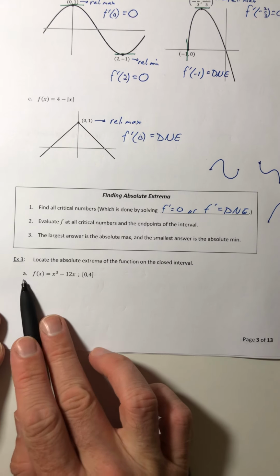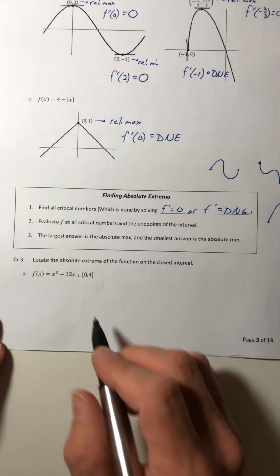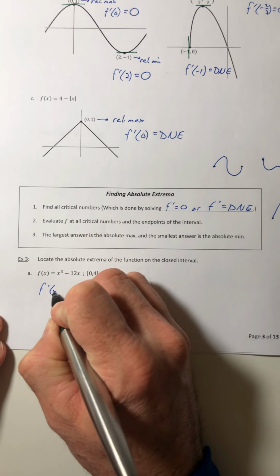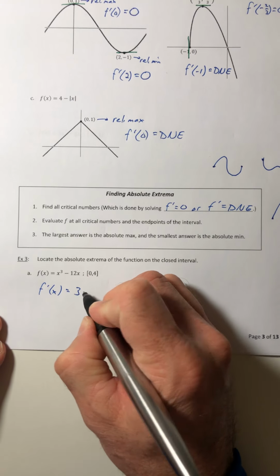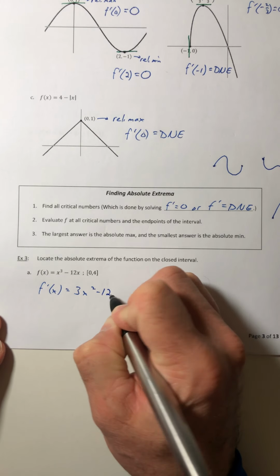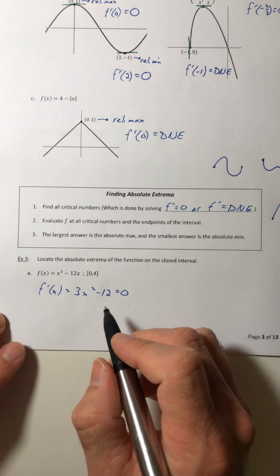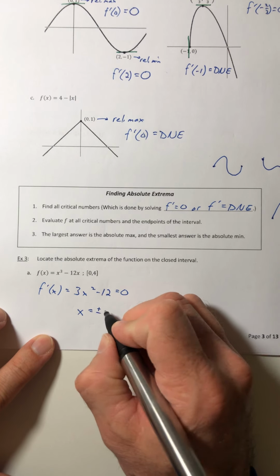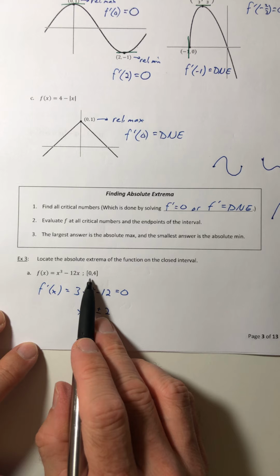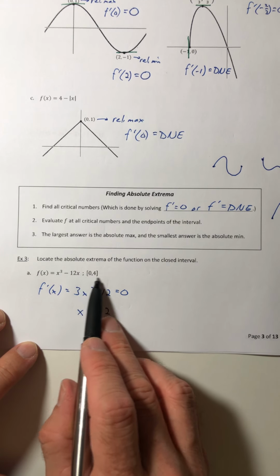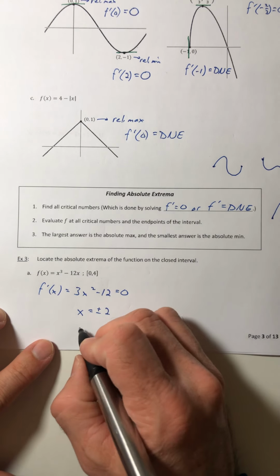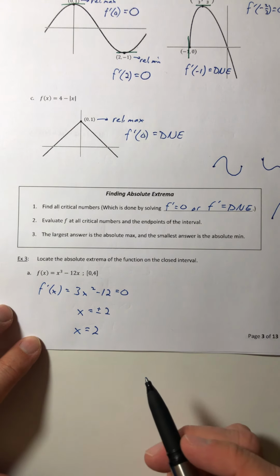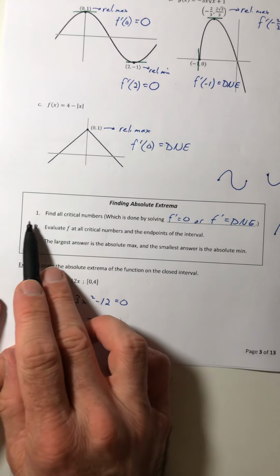Okay, example three, locate the absolute extrema. Okay, so step one, find all your critical numbers. So get your derivative, 3x squared minus 12, set it equal to zero and find your critical numbers. So x is going to equal plus and minus two. However, we're only looking for the critical numbers between zero and four. So we only need to worry about x is equal to two. Okay, so that's step one.